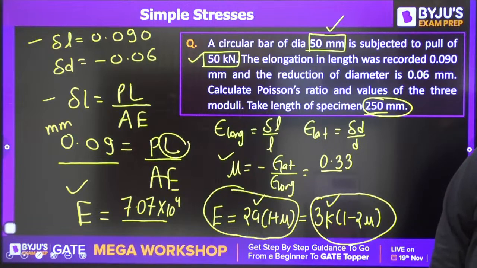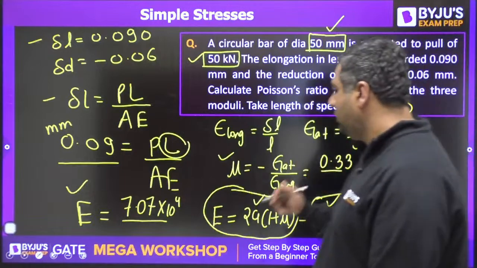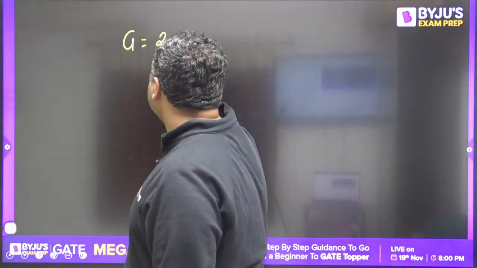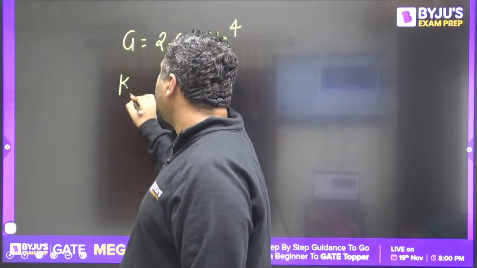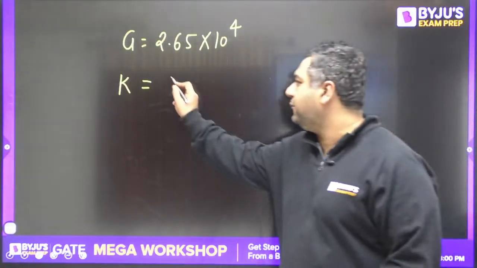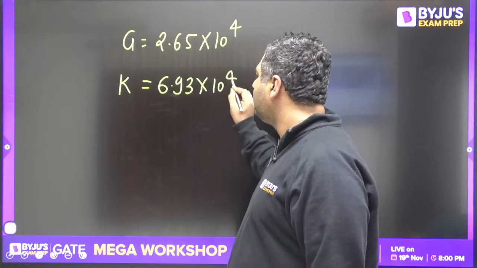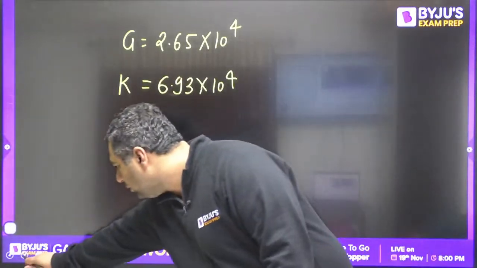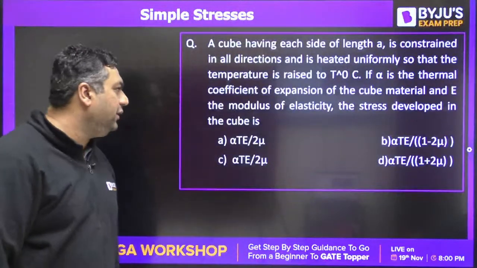Okay, 2.65 into 10 power 4. Very good, it is correct. Let us write it. G is 2.65 into 10 to the power 4. And similarly you can find out K. K will be coming out to be 6.93 into 10 to the power 4. So I feel wonderfully you have solved it, guys. It's a really nice sign the way you are solving.